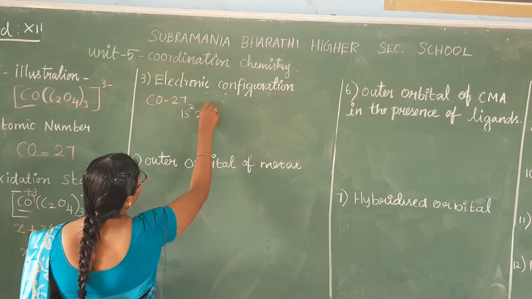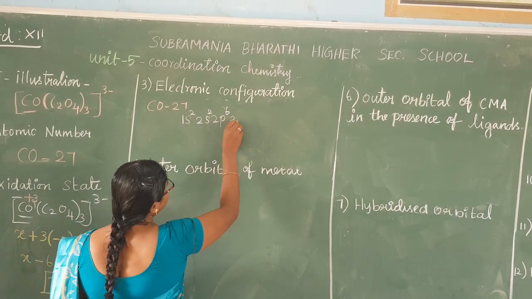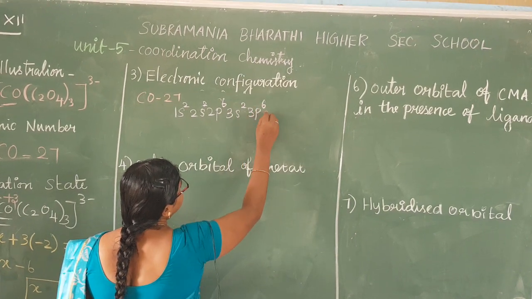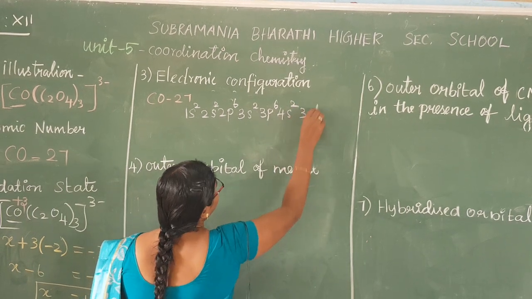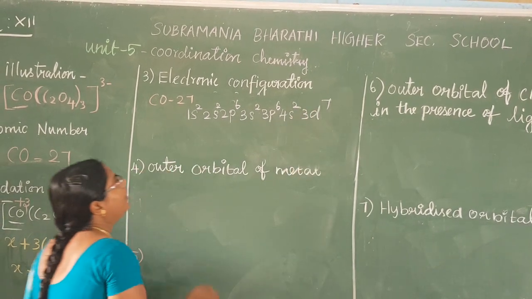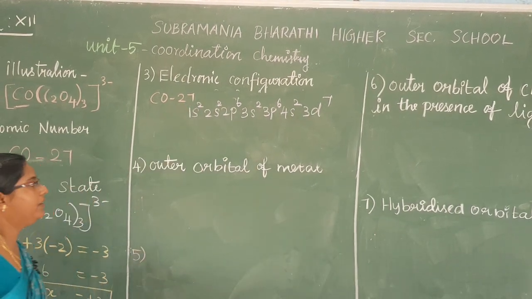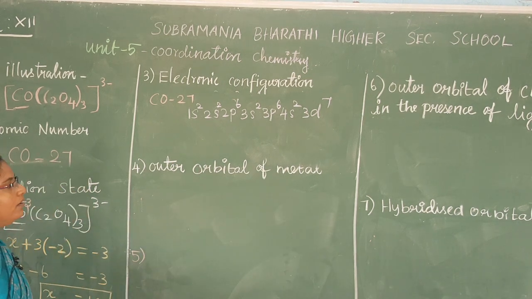1s2, 2s2, 2p6, 3s2, 3p6, 4s2, 3d7. If you add these numbers you will get the number 27. This is the electronic configuration for the central metal atom cobalt.